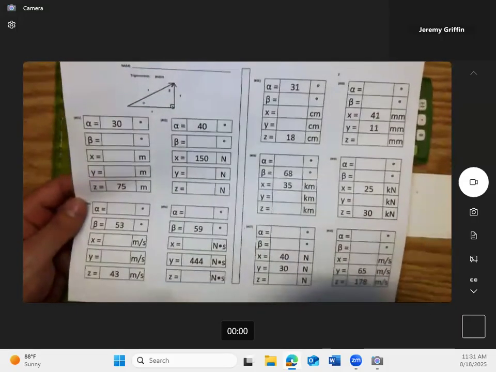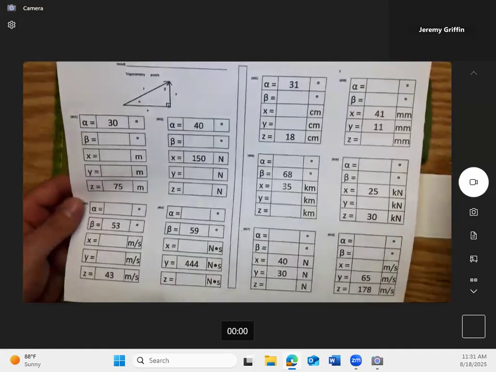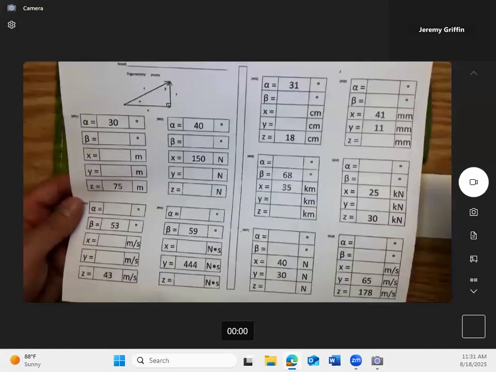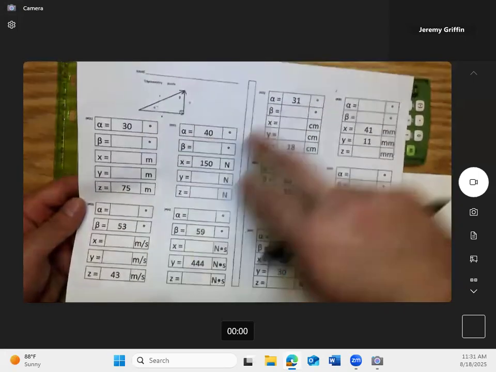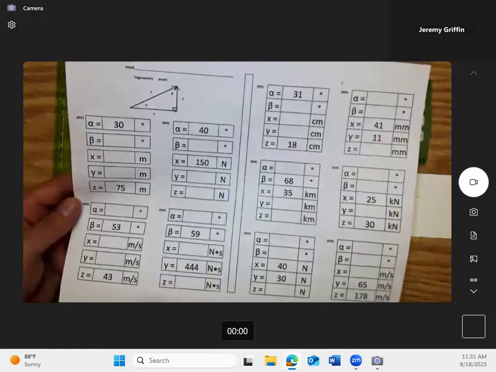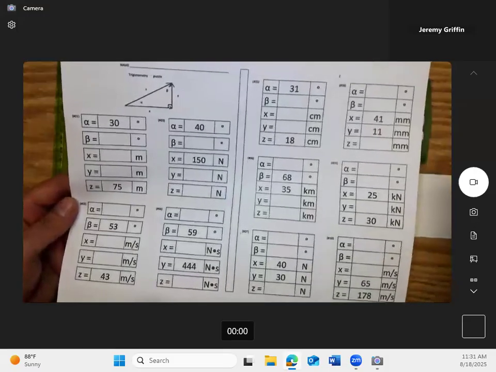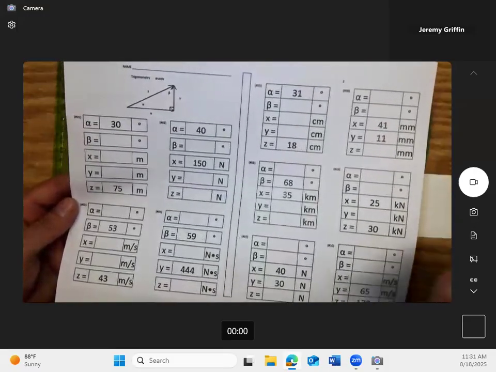The idea here is that if you know a little bit about a triangle, if you know enough, in principle, you can solve everything else. So there's 10 different setups here. 1, 2, 3, 4, 5, 6, 7, 8, 9, 10. You see that? Okay. So I'll give you some information about the triangle, and there is in principle enough to figure out everything else. Okay.